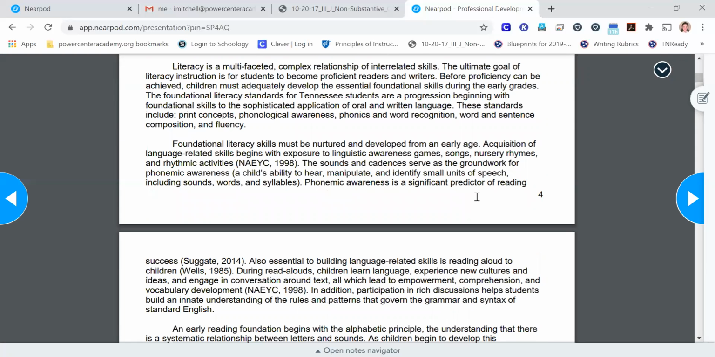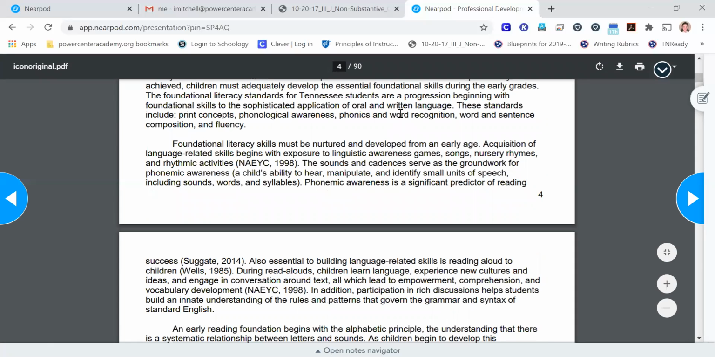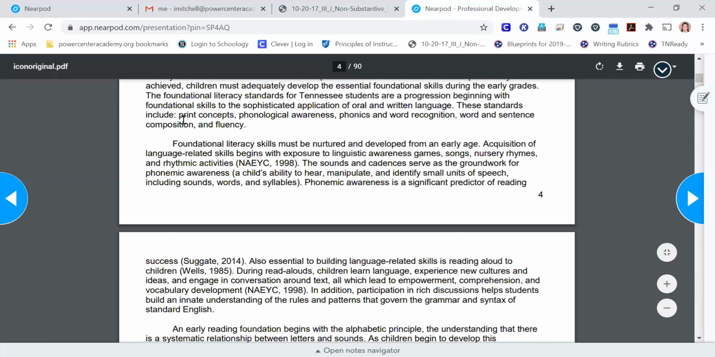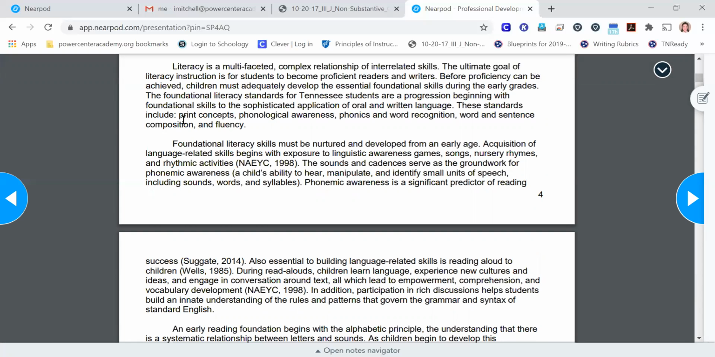You might have said that the oral and written language for beginning foundation is very important, and that includes the processes in the order of print concepts, phonological awareness, phonics, word recognition, word and sentence composition, then leading on to fluency. And depending on my grade and the curriculum, where would I fall back or move forward in this progression of skills to meet the needs of the standards?